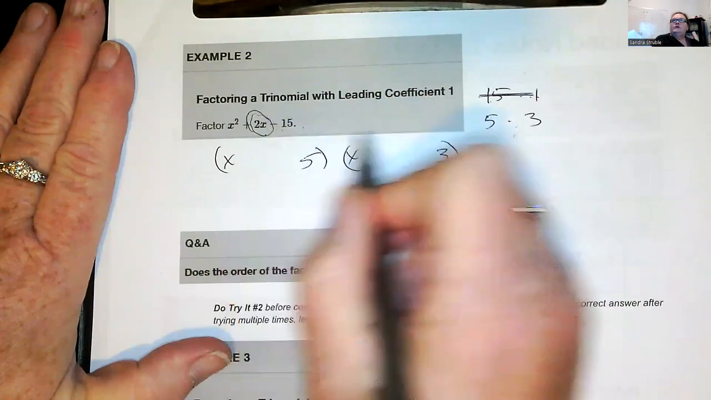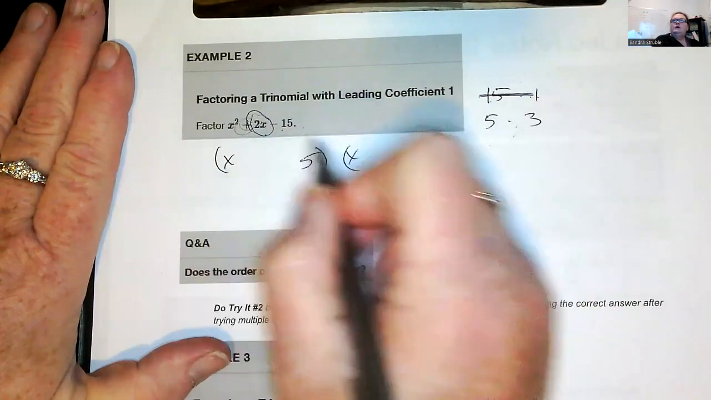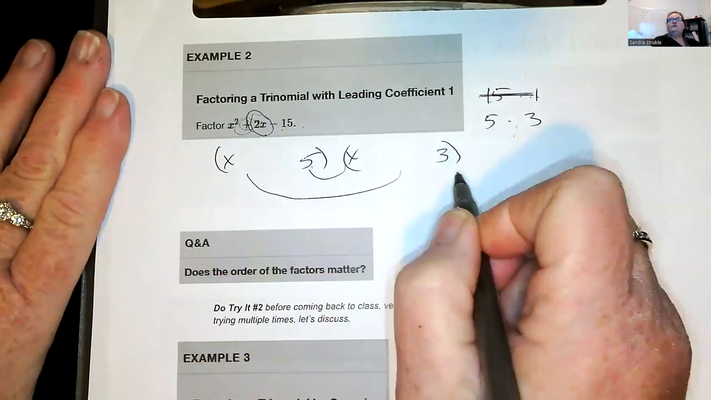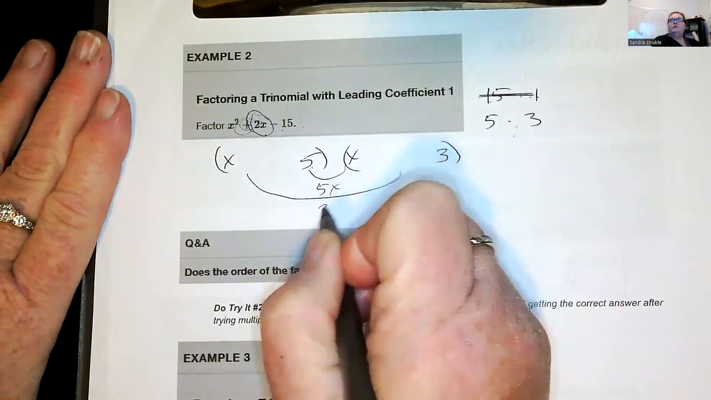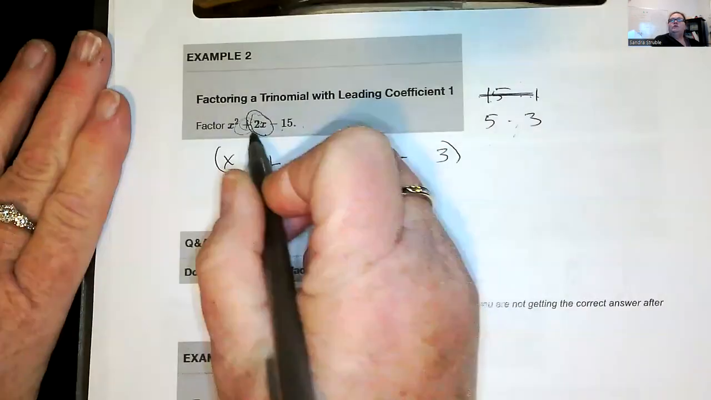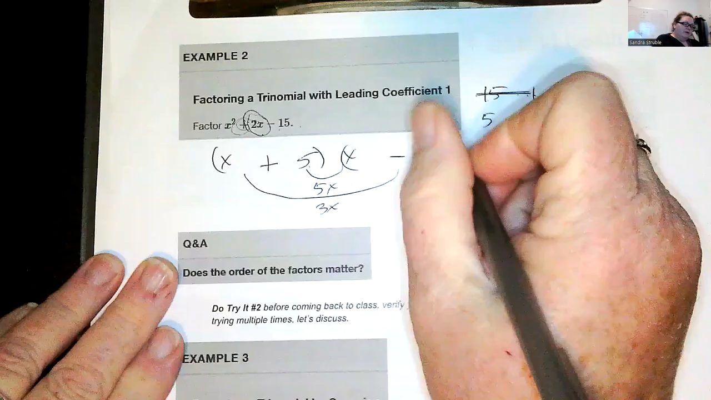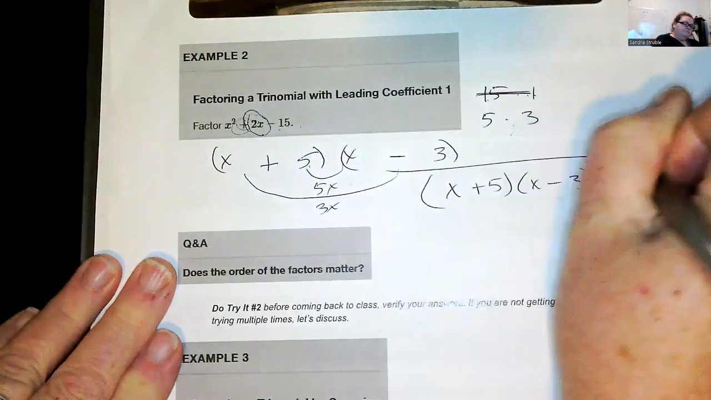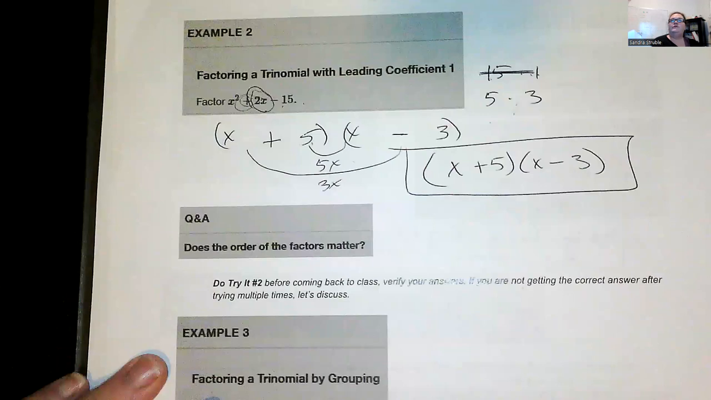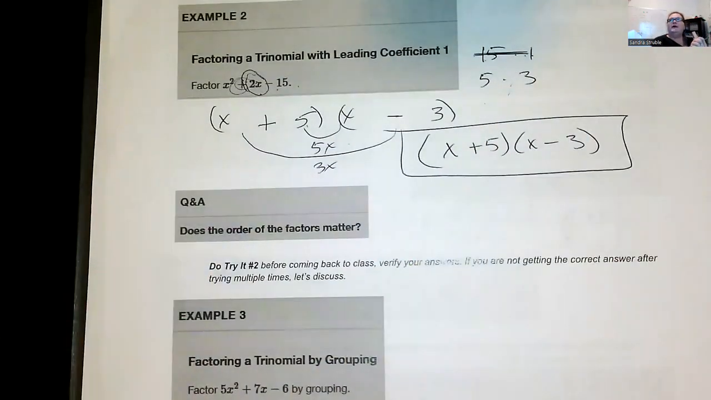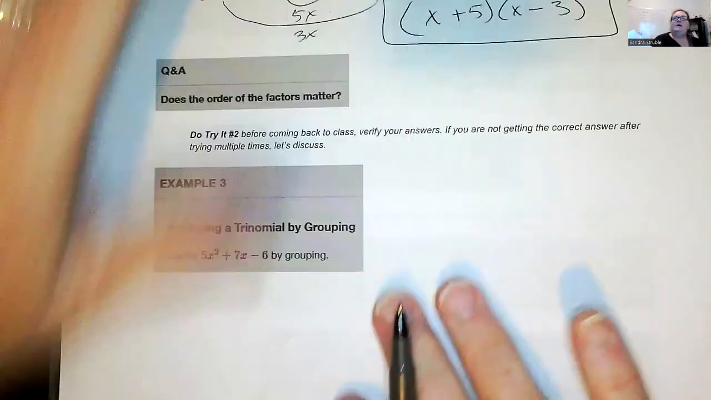And the other thing I see here is it's a positive 2x in the middle, which means our largest term, when we multiply the outer and inner for FOIL, we get 5x and 3x. We want that 5x to be positive and the 3x to be negative in order to have the middle term being 2x. So the final answer is x plus 5, x minus 3. Okay. Does the order of the factors matter? Does it need to be x plus 5, x minus 3, period? Or can it be x minus 3, x plus 5? Doesn't matter. Okay. All right.